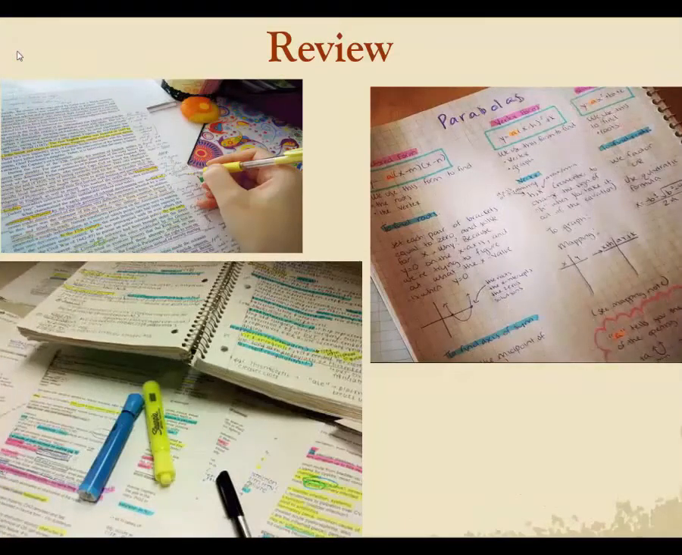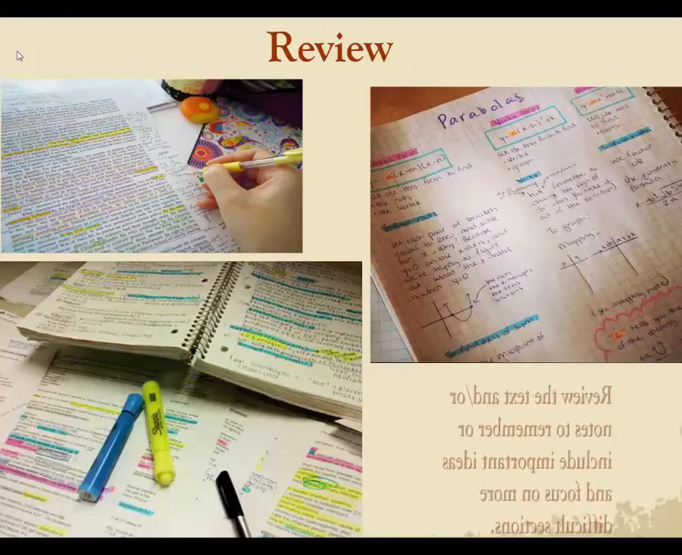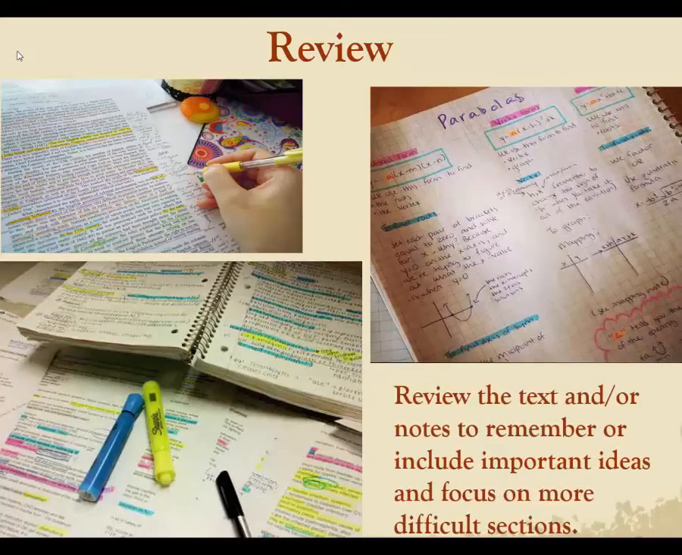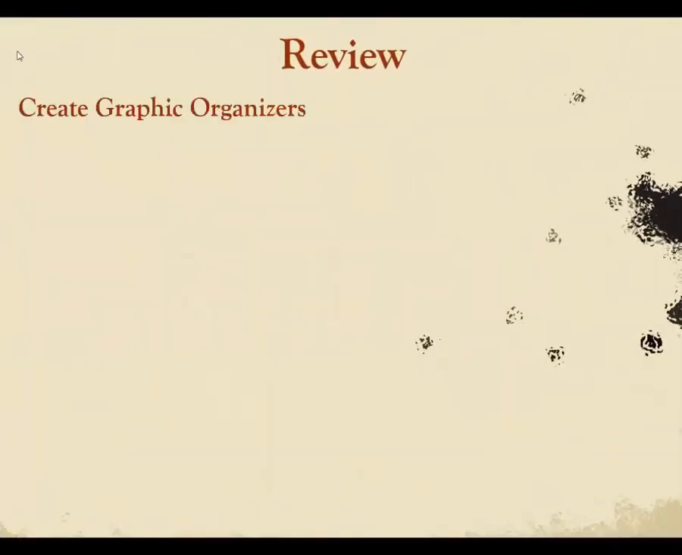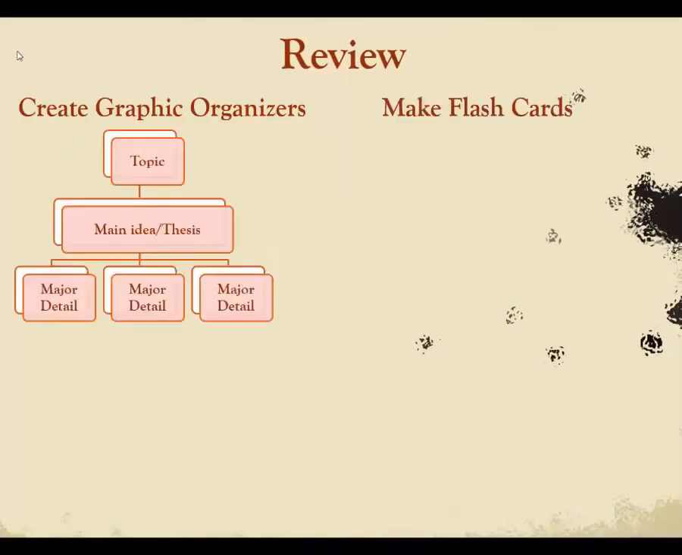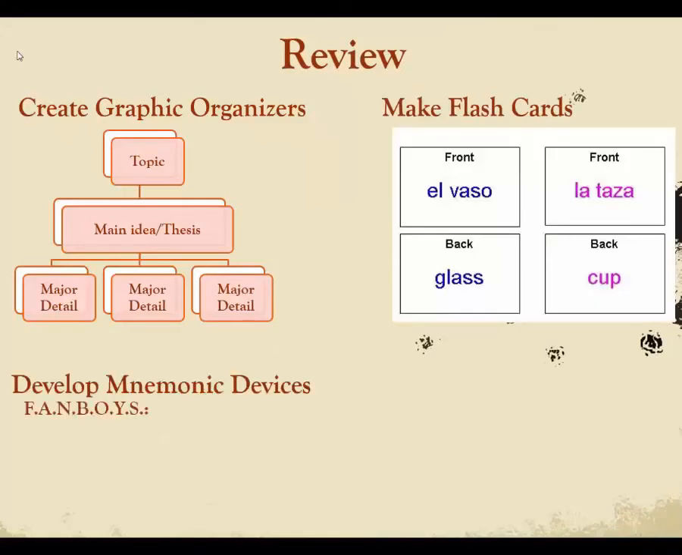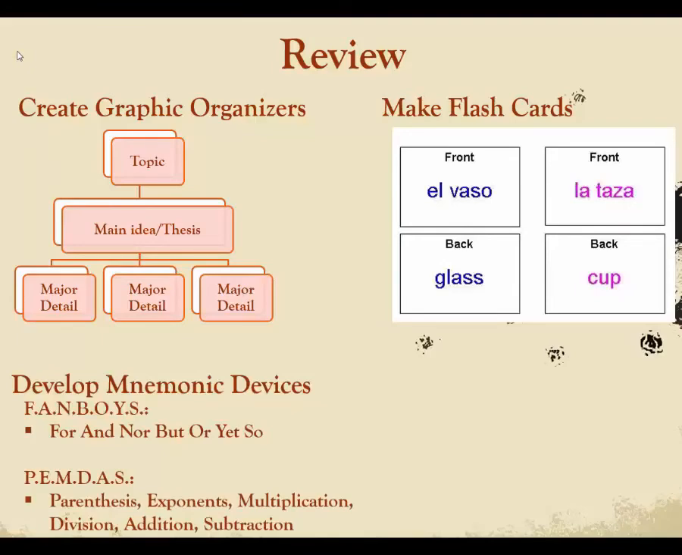Once you are done reading and actively recording your textbook information, begin reviewing the material. Page through the text and/or your notes, questions, and answers to reacquaint yourself with the important points. Review the material to determine what areas you need to focus on or that you may have missed to increase your understanding when you read the material. Create graphic organizers, make flashcards, or develop mnemonic devices such as FANBOYS or PEMDAS to help memorize lengthy information.